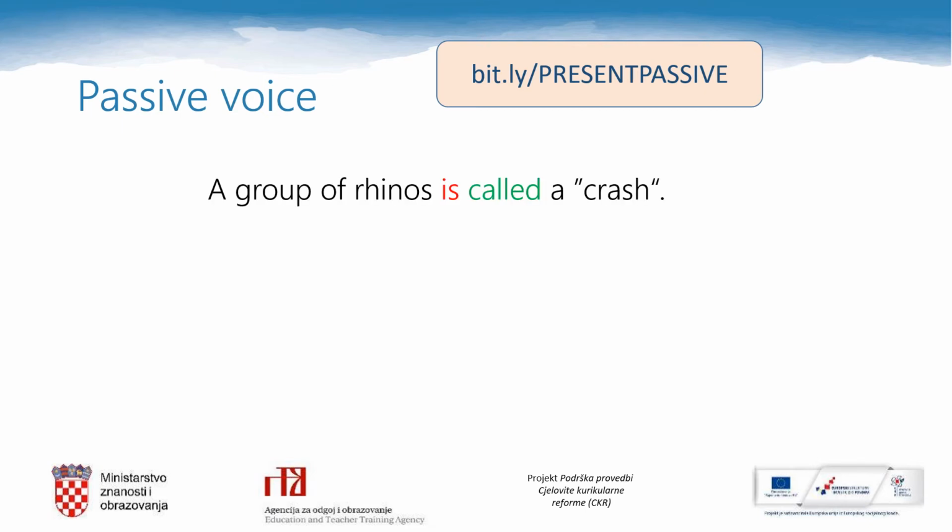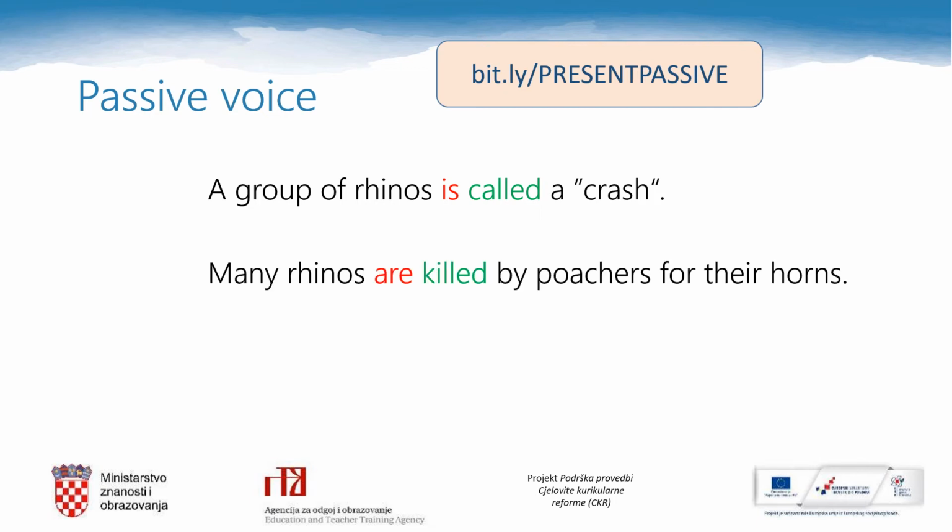Here is a small reminder. The following sentences are from the text about rhinoceroses. They are all written in the present passive voice. Let me read the sentences. A group of rhinos is called a creche. Many rhinos are killed by poachers for their horns. Rhino horns are made of keratin.